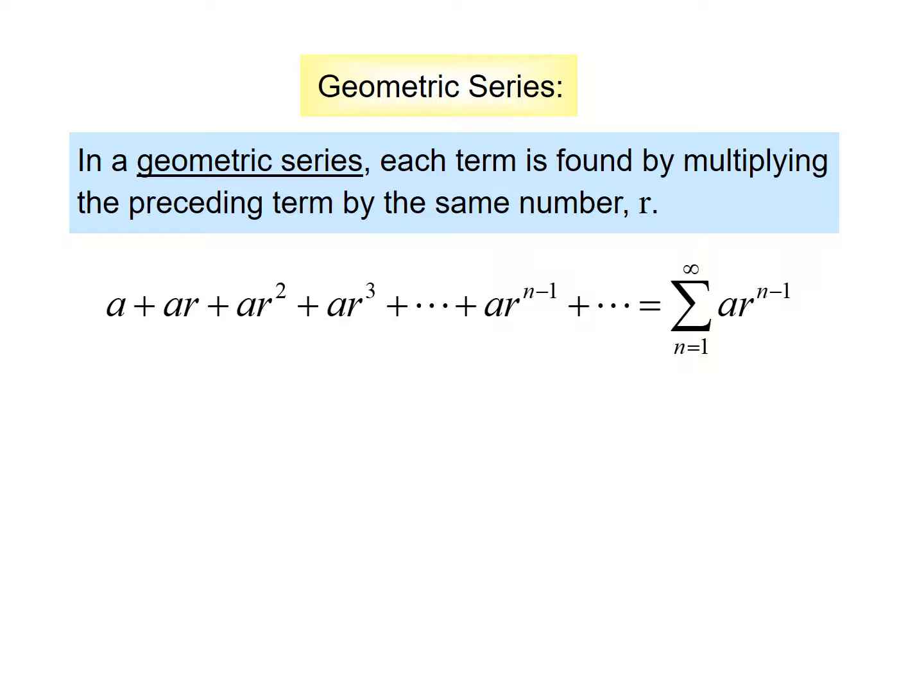All right, now we're going to look at a specific type of series, a geometric series. We've already looked at a geometric sequence. A geometric series is just when we add up the terms of a geometric sequence. So we have our first term, we'll call that a, and we multiply that by the common ratio r. So the next term is a times r, then a times r squared, and so on. And we can write this in sigma notation as the sum from n equals 1 to infinity of a times r to the n minus 1.